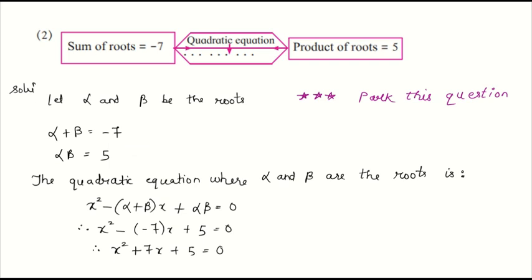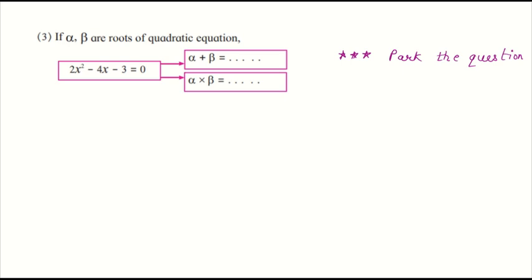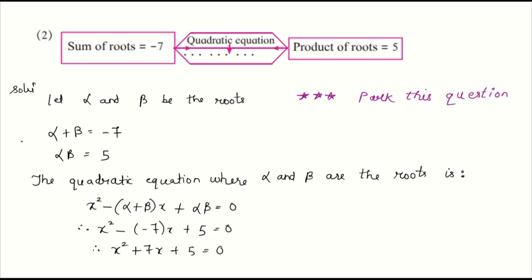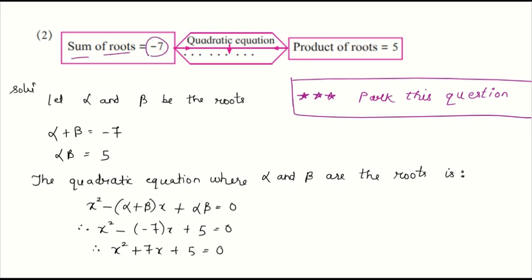Now, if you remember, we have parked one question, two questions earlier. That is question number 2, for the second and third question from practice set 2.5. The first one we already solved at the beginning, and this is the second one that we have parked. This is the parked question where we were asked to find the quadratic equation whose sum of roots is minus 7 and whose product of roots is equal to 5. As we don't know the equation and need to find it, we have just been given the condition of the sum of the roots and product of the roots.